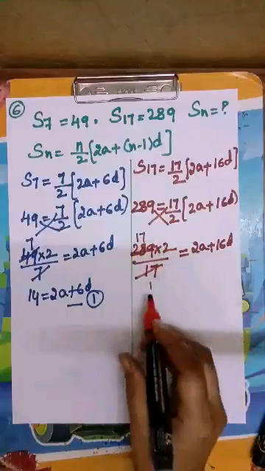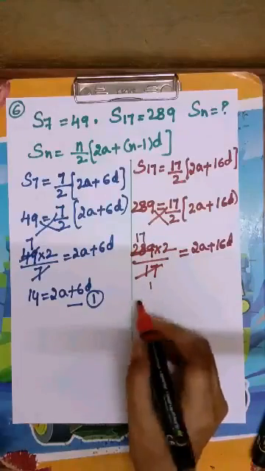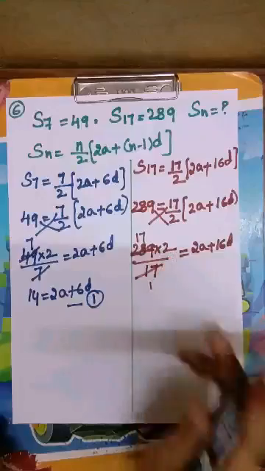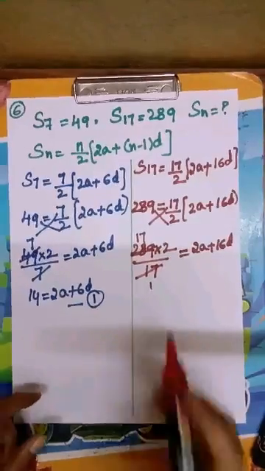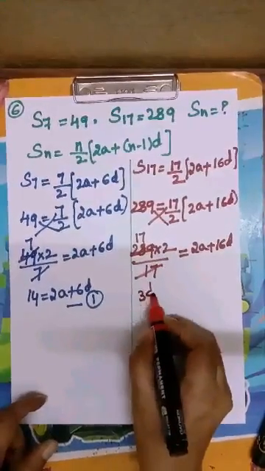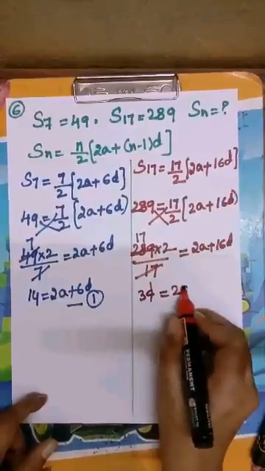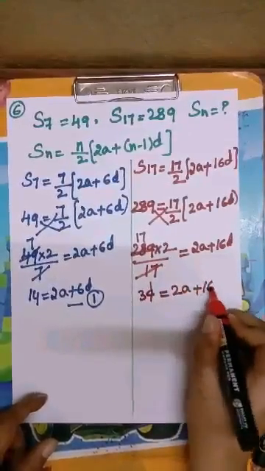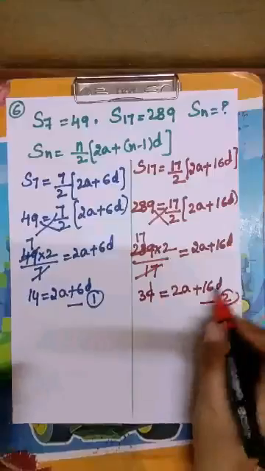17 ones are 17. 17 8s are 289. So 17 2s are 34. So 34 is equal to 2A plus 16D. This is your equation 2.